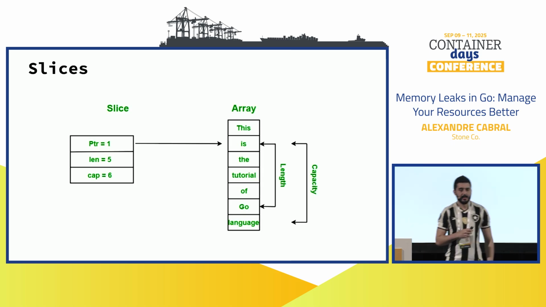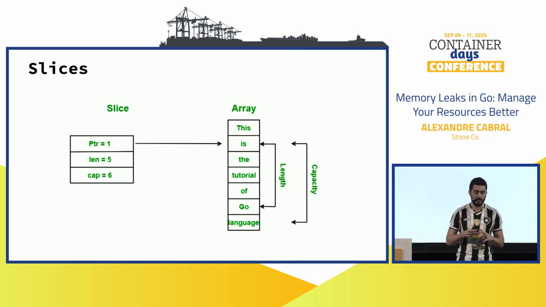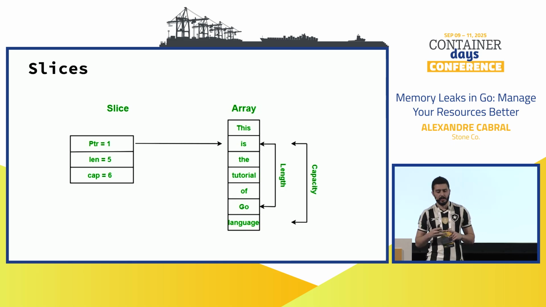But basically, slices in Golang are actually referencing an underlying array. They have only three properties: a pointer to the underlying array, a length, and a capacity. So the slice itself doesn't hold any value, okay? It just references it.